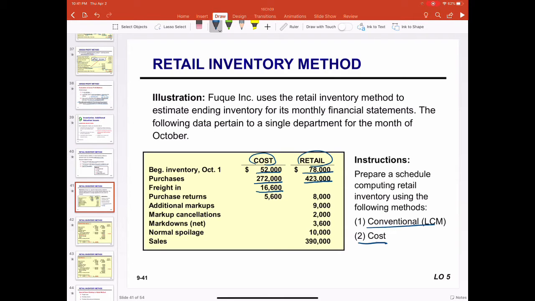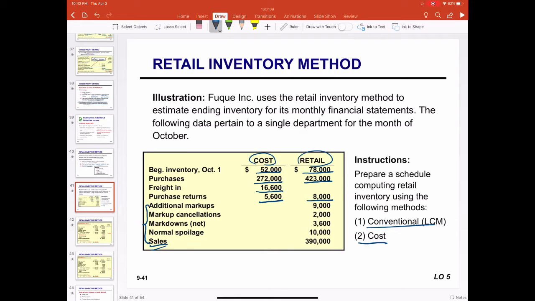If there is any purchase return, the firm should keep the cost of the return and the retail value of the return. Okay, next, the information: markup, cancellation, markdown, normal spoilage, sales. There's no cost information because these are all regarding the adjustment of the price or the total sales price.